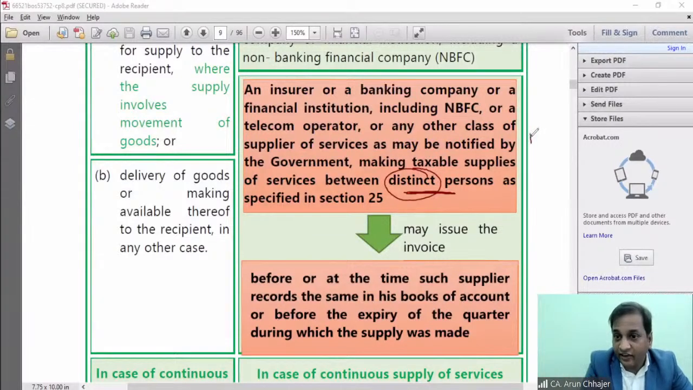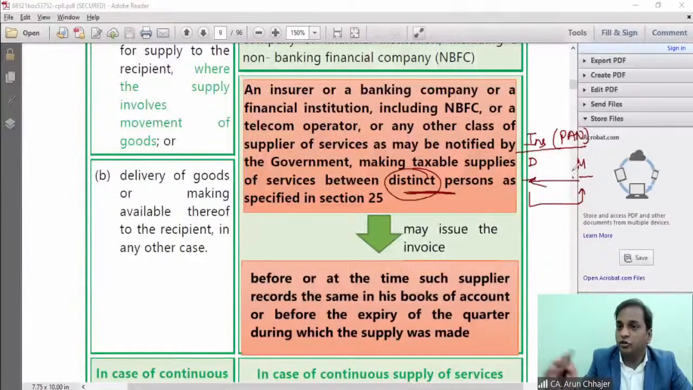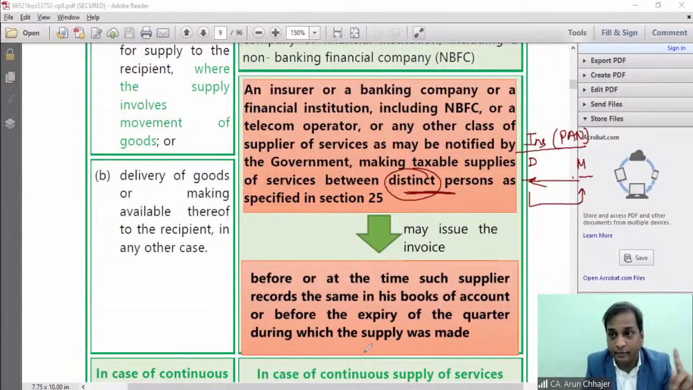Answer is, suppose an insurance company is located in Delhi and the same insurance company is located in Mumbai. They will have the same permanent account number but two different GST numbers. In Delhi it will be a separate GST number, in Mumbai a separate GST number. And suppose they are making supply from Delhi to Mumbai or Mumbai to Delhi, in that case it will be called a supply between distinct persons. Here we are talking about only services, not goods.